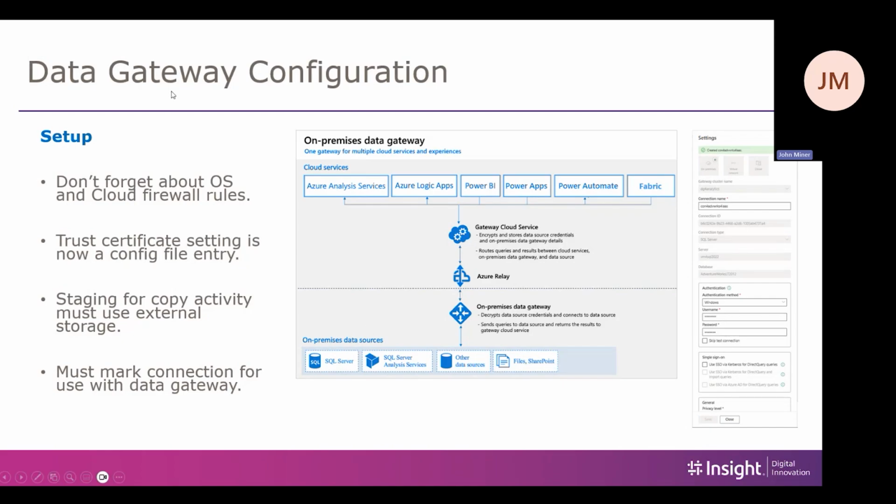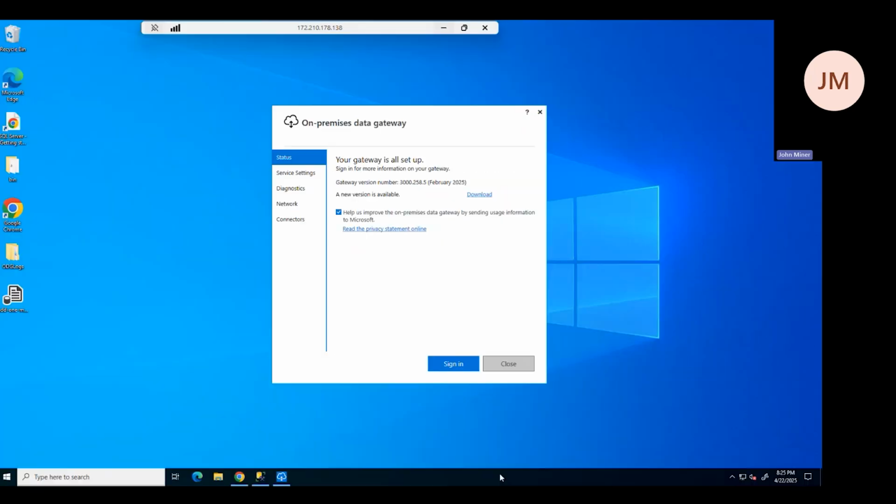So for instance, this one actually created a connection, okay, using the data gateway, DG for analytics, okay? But there's a lot of things to remember. For instance, don't forget about the OS, which means the operating system, Windows, and Azure firewall rules, okay? So I had to go fix those. 443 has to be open for the data gateway to work. Second thing is, we used to have this thing called the trust certificate setting. Click it and boom. Guess what? It's not there. Okay, and let me show you how I figured that out.